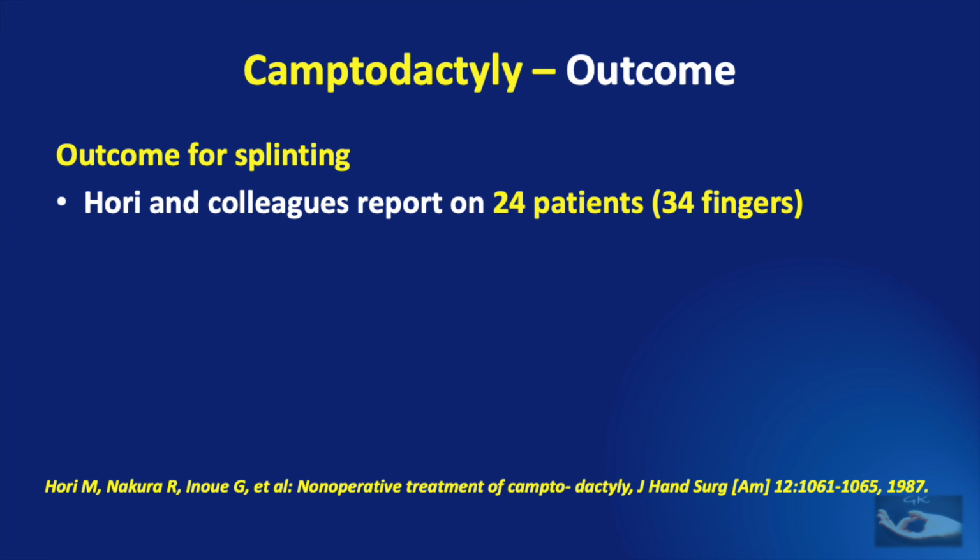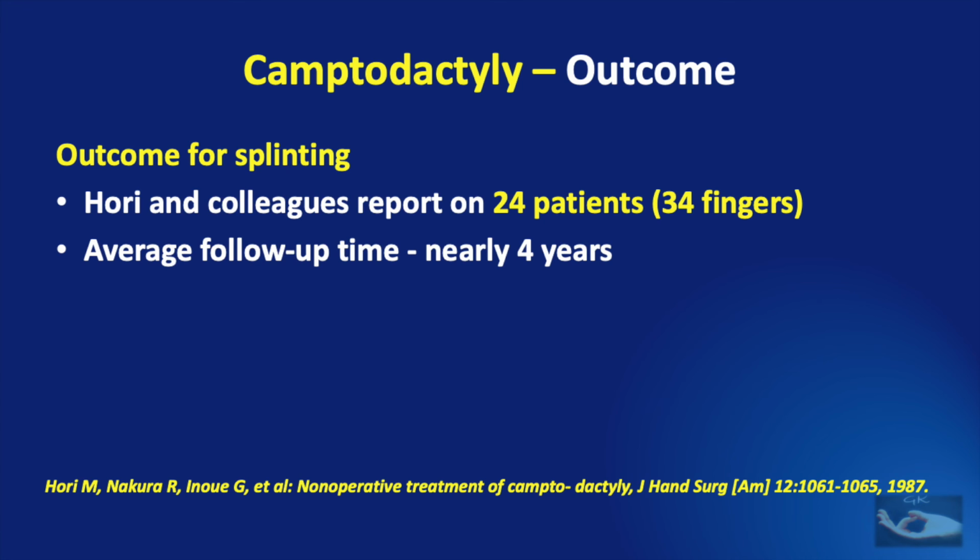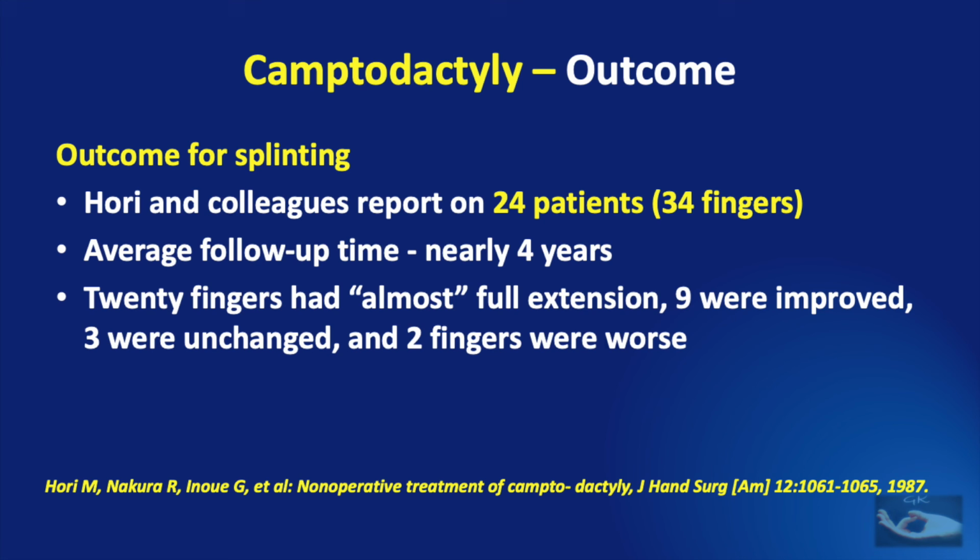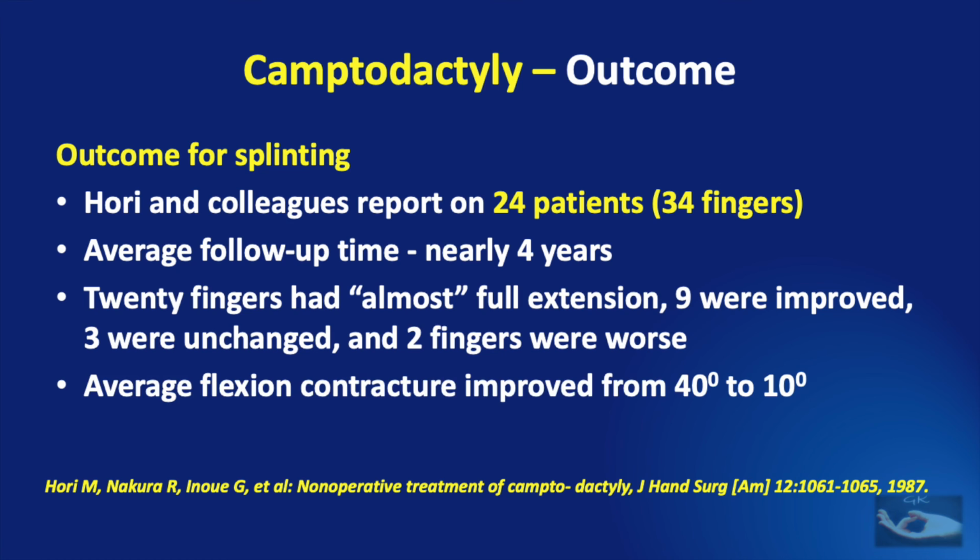The outcome of management of camptodactyly can be studied with regard to the outcome for splinting and the outcome of surgical management. As far as the outcome for splinting is concerned, Hori and colleagues reported on 24 patients with 34 fingers who underwent splinting protocols. The average follow-up time was nearly 4 years. 20 fingers had almost full extension, 9 were improved, 3 were unchanged, and 2 fingers became worse. The average flexion contracture improved from 40 degrees to 10 degrees.